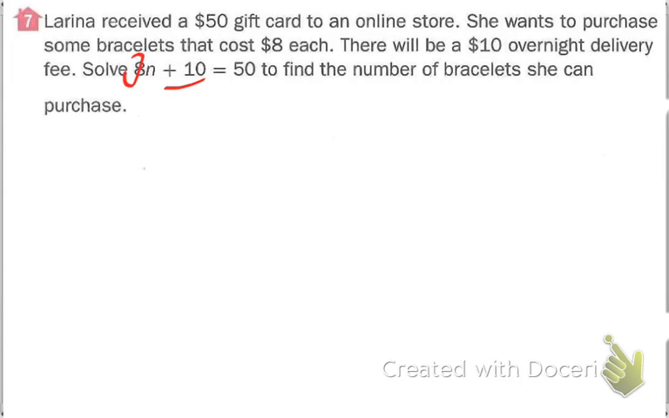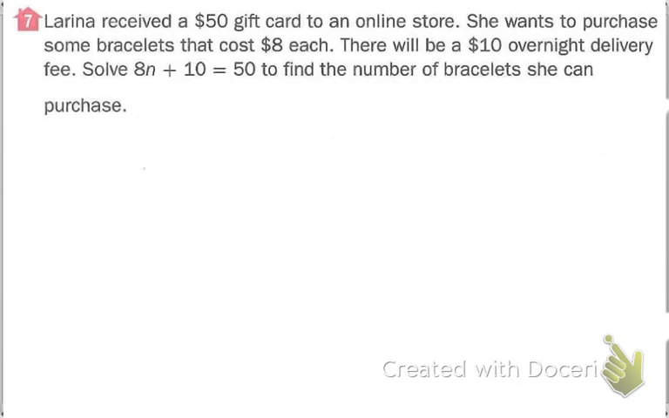Whereas these $8 each, that means $8 per bracelet, meaning the number of bracelets times their $8 a piece will equal how much money she's paying for bracelets. And it says she has $50 to spend, so all of that needs to add up to $50, because that's what we're looking for. So solve this equation, and we'll have our answer for the number of bracelets she can afford to purchase.